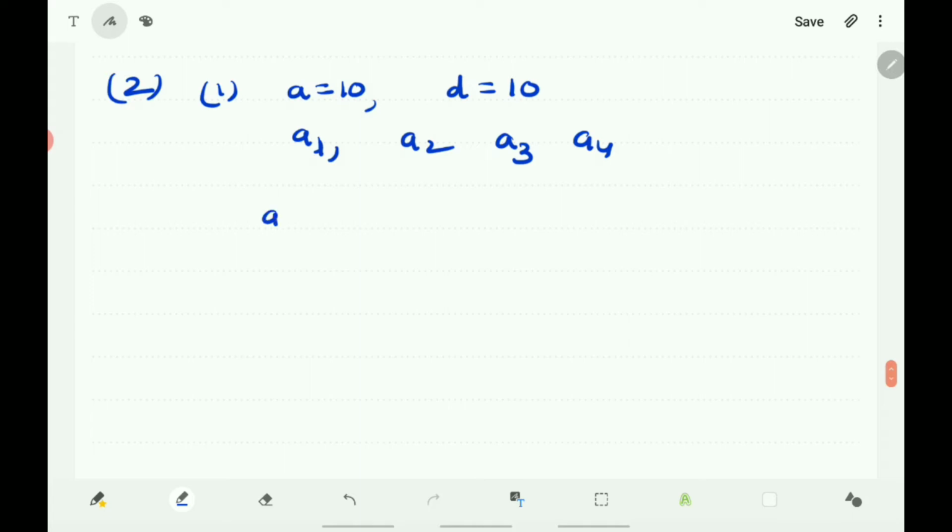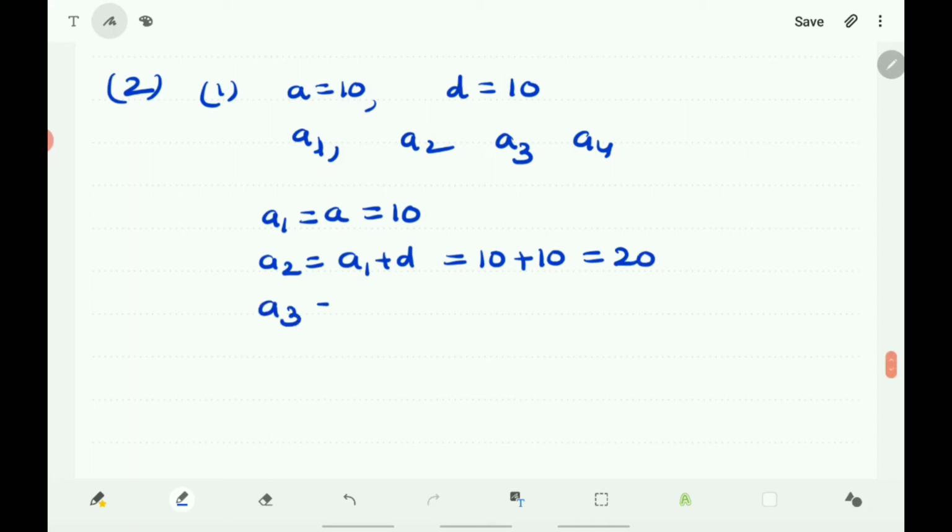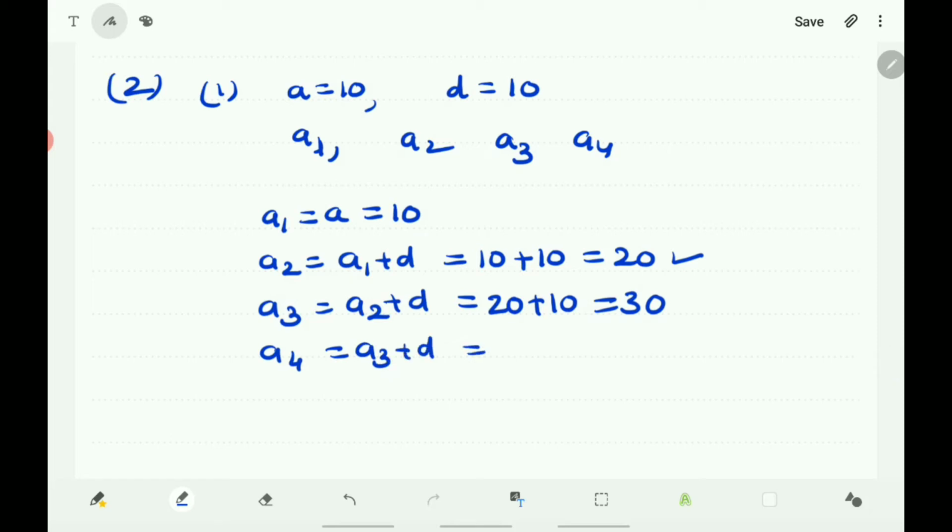So A1 means here it is A only. That is 10. A1 means first term, first term means A only. A2 means A1 plus D. So what is A1? 10 plus 10, that is 20. A3 means A2 plus D. Here this is A2, 20 plus 10, that is 30. Next, A4. A4 means A3 plus D. A3 is this one, 30. 30 plus 10, 40.